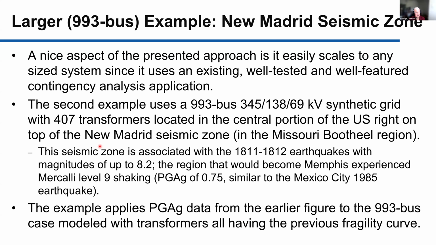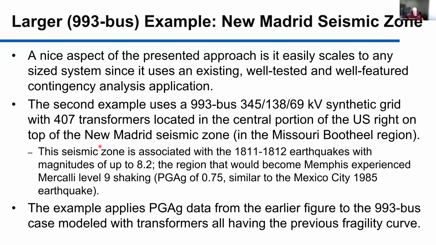Okay, so the next example is on a 993 bus system. This is a synthetic grid, so it's all fictional. And we deliberately located it in the New Madrid seismic zone, which is the bullseye that I showed you on the map earlier. Technically, ground zero is in the Missouri Boot Heel region. That's a part of Missouri that sticks down into Arkansas.